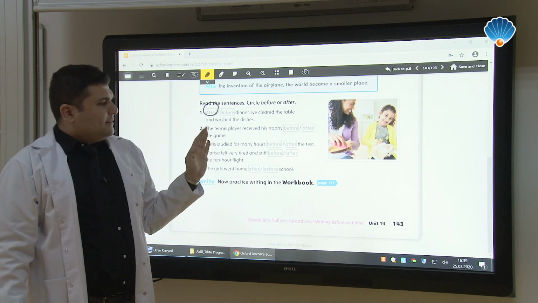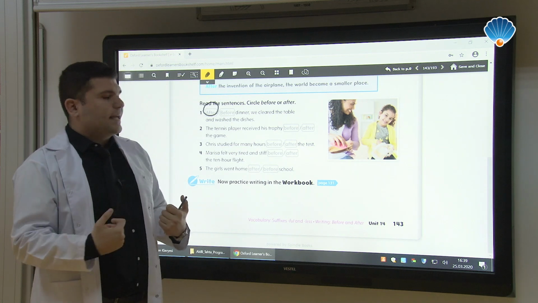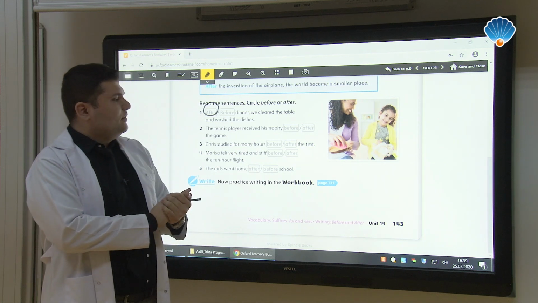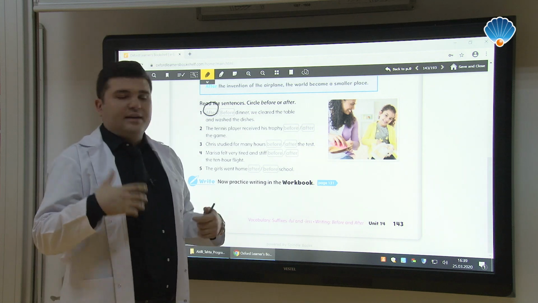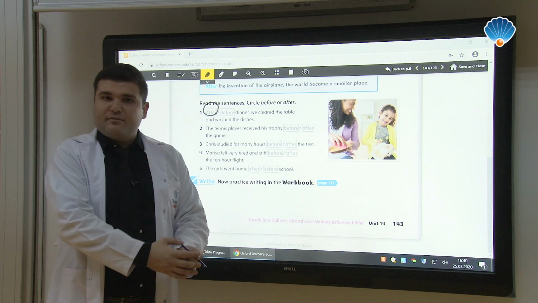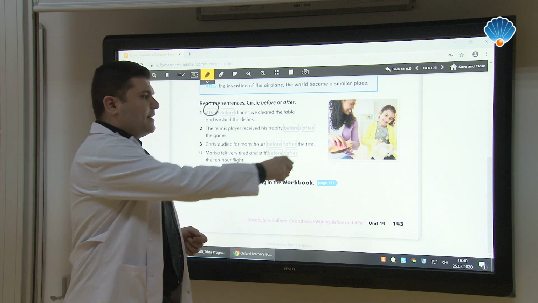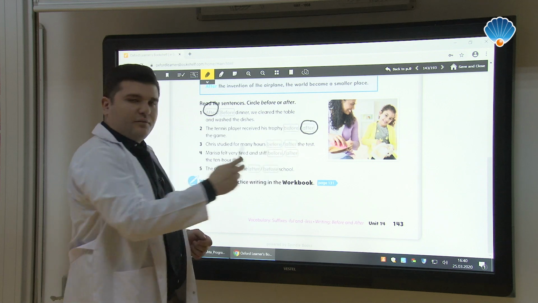And number 2, the tennis player received his trophy before or after the game. When do these players receive their trophies? Of course, after the game, right? They played very well and then they received their trophies. So the answer is after.